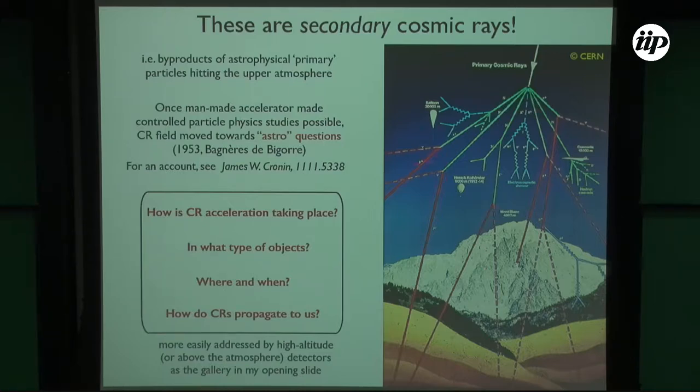And these are the particles that were detected by Hess. These are the particles that discharge your electroscopes. These are the antiproton events, etc. So this was very important for the initial stage of cosmic rays and particle physics discovery. But actually, if you are interested, as half of the community in Bagnères-de-Bigorre became interested, in the astro question, namely where these particles come from, where they are accelerated, what type of objects, when, where, etc. Well, you don't care very much about the bottom part of this plot.